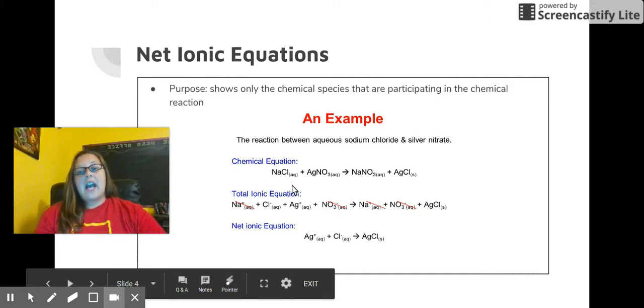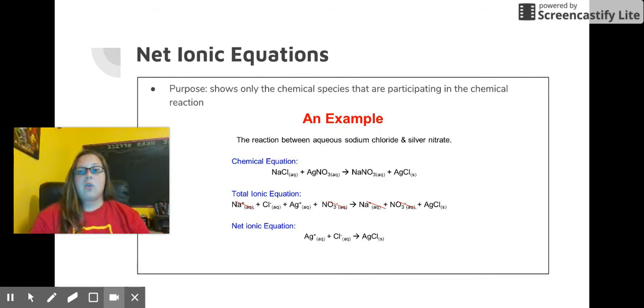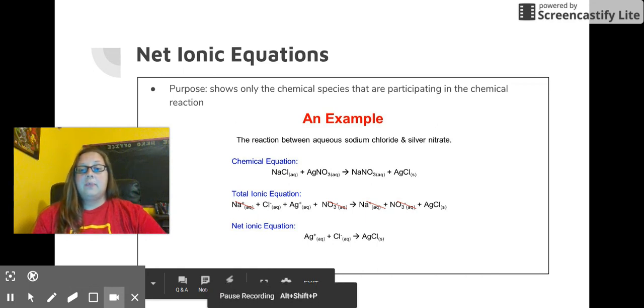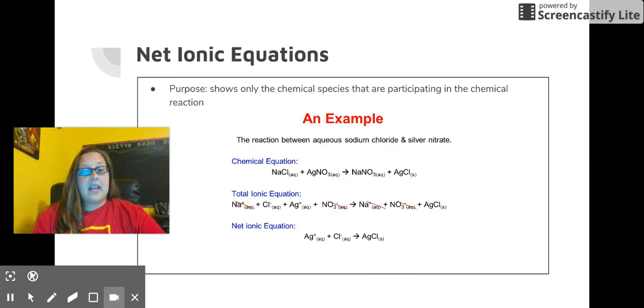So now that we know what our spectators are, we do not include our spectators in our net ionic equation. We only write the reaction according to the action, the stuff that's changing in a chemical reaction. So that's why our net ionic equation is Ag plus Cl minus yields AgCl solid. This is showing the action in the reaction. These other guys are present, they're there, but they're not participating in the equation or in the action. So that is how we write a net ionic equation.